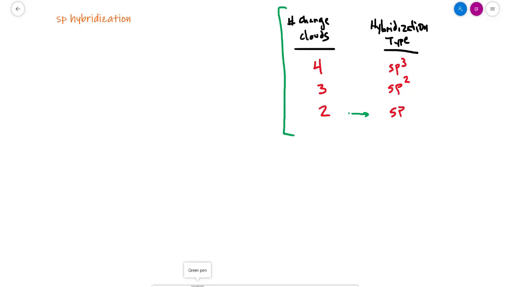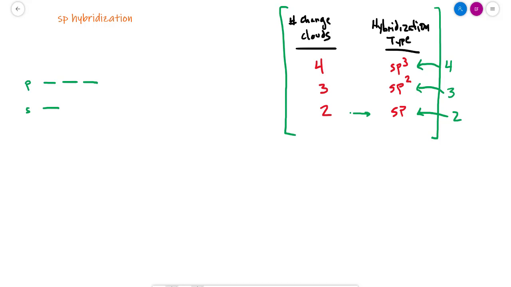So this general table here is what you're going to want to remember. 4 charge clouds, we need all the 4 orbitals that come with sp3, 4 hybrids. For 3 charge clouds, we need the 3 hybrid orbitals that come with the 3 sp2s. For 2 charge clouds, we just need 2 hybrid orbitals that come from the 2 sp type hybrid orbitals.